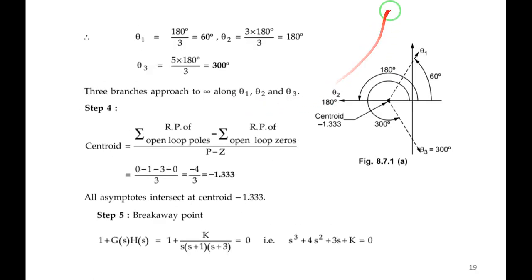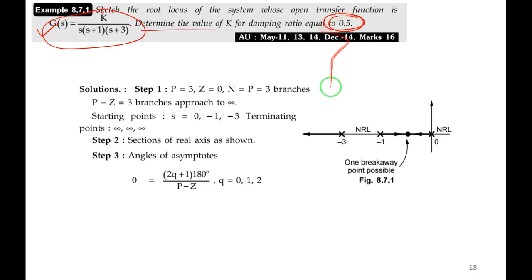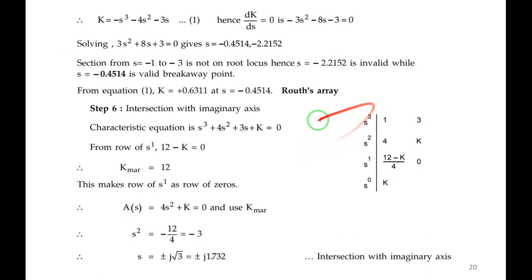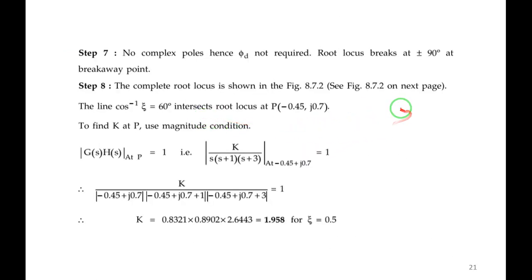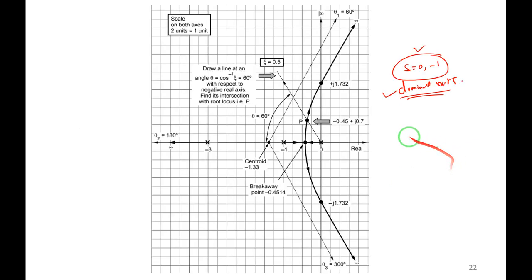So what is the value of zeta? It is 0.5, and we have to determine k. We know that cos theta equals zeta. What is zeta? It is 0.5. Calculate the value of theta. Theta is equal to cos inverse of 0.5. So I am getting 60 degrees. Theta is 60 degrees, so we will draw 60 degrees from the negative real axis.